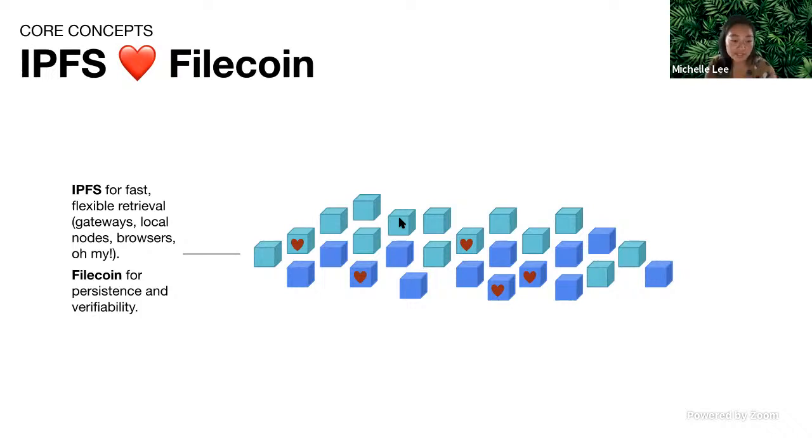But essentially, this is the relationship between IPFS and Filecoin. IPFS provides a lot of resources for fast and flexible retrieval. There are gateways that bridge from your standard HTTP network to Web3. There are different options for installing local nodes, for integration into browsers. And then Filecoin is that persistence and verifiability layer.